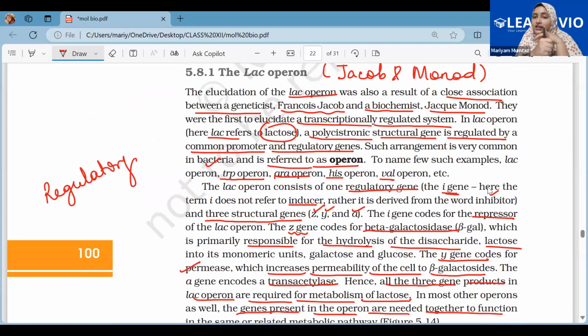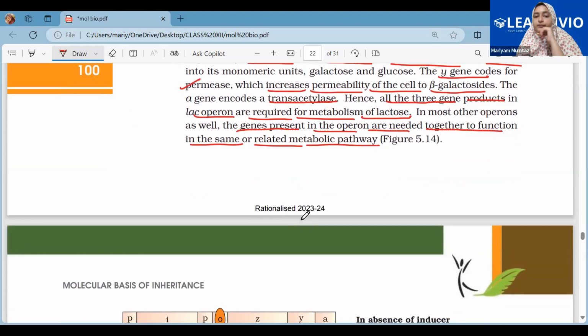So, the I gene codes for the repressor, Z codes for beta galactosidase, Y codes for permease, and A codes for transacetylase. This much is clear to you all, students? Yes, ma'am. Any doubts? I'll give you the notes. Don't worry about that. First you understand, I'll give you the notes, okay? Any doubts up until now? No, ma'am. All right, very good.